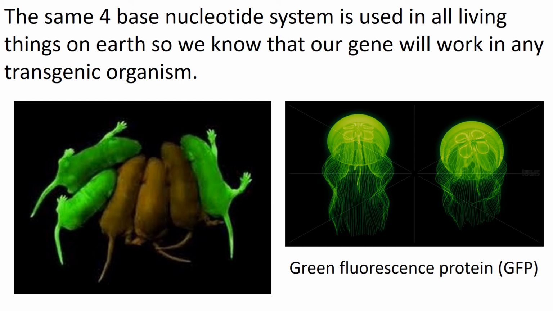Now, all life on Earth, from bacteria up to blue whale, uses the same ATCG 4-base nucleotide system. And the good thing about that is that we will know that our gene is going to work in any organism. It's going to work in any organism because it's all read the same, using the same genetic material in the same way. And this is why, going back to my initial slide, we can take a GFP protein, a green fluorescence protein from a jellyfish, and insert it into a mouse. And we know it's going to work.